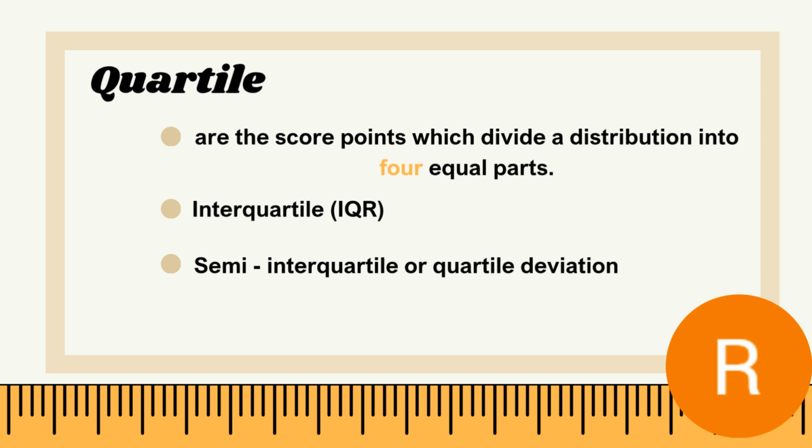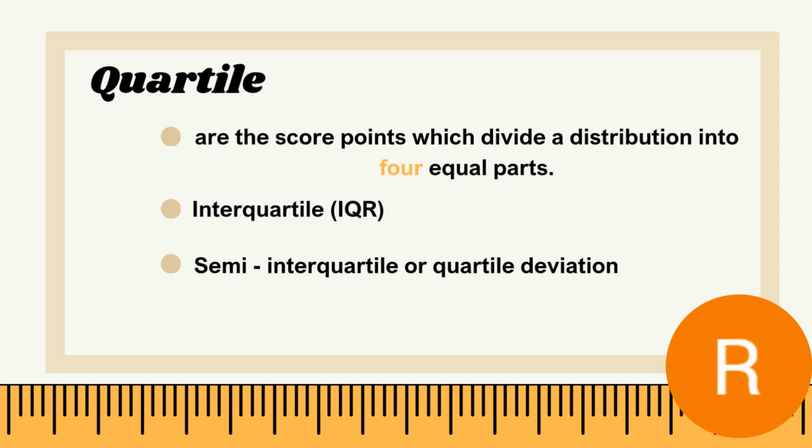Quartiles are the score points which divide a distribution into four equal parts. The quartiles are the three values that divide a set of scores into four equal parts, with 1/4 of the data values in each part. This means about 25% of the data falls at or below the first quartile, 50% of the data falls at or below the second quartile, and 75% falls at or below the third quartile.